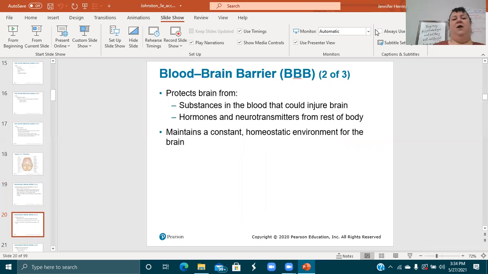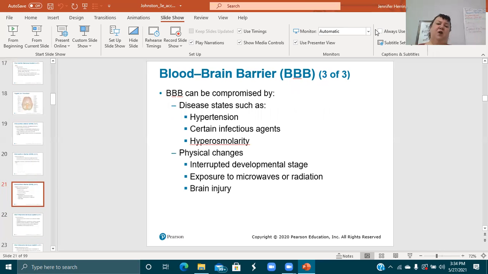So the blood-brain barrier protects the brain from substances in the blood that could injure the brain. Hormones and neurotransmitters from the rest of the body. So it's protecting the brain from those hormones and neurotransmitters as well. And the blood-brain barrier also maintains a constant homeostatic environment for the brain. So the blood-brain barrier can be compromised by disease states such as hypertension, certain infectious agents, and hyperosmolarity, and physical changes as well, interrupted developmental stage, exposure to microwaves or radiation, and brain injury.